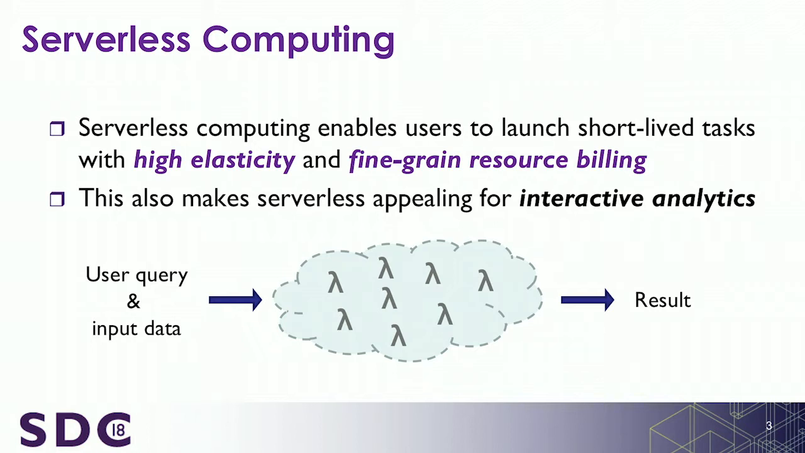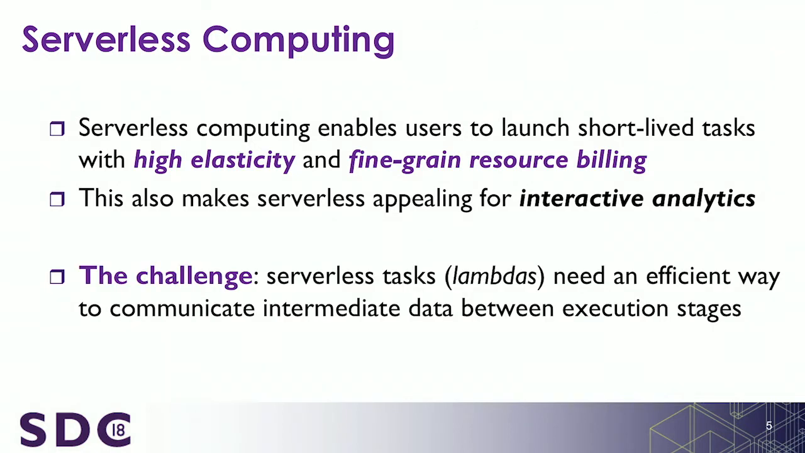Now, the challenge with analytics in general is that they often involve multiple stages of execution. And we have to pass intermediate results between these different stages. Think of the shuffle stage between map and reduce, for example. So what this means is that if we want to run analytics on Lambdas or on serverless platforms, we need these serverless tasks to have an efficient way of communicating intermediate results. And we're going to refer more broadly to this intermediate data as ephemeral data, which simply means short-lived. We're talking about data that typically only needs to live for the duration of the job itself.